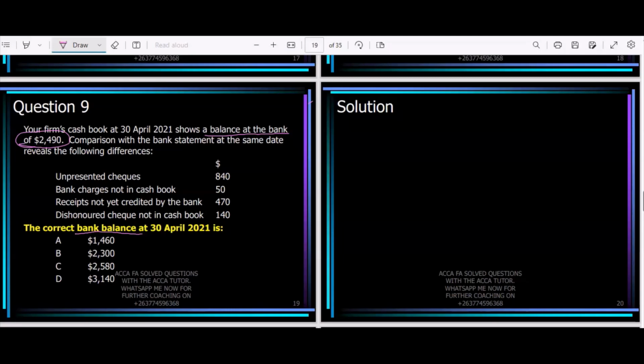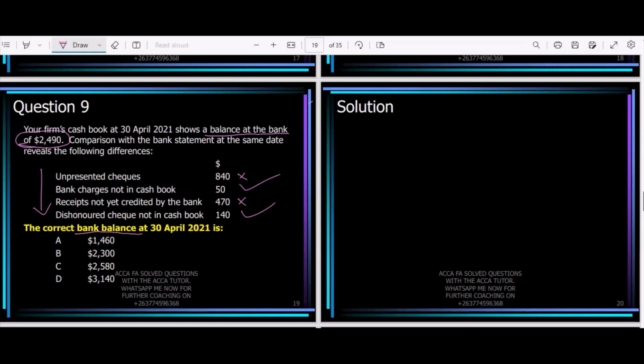All right, so if you analyze the information provided, you can see that unpresented checks cannot be used to update the cash book. This is a reconciling item. And then bank charges not in cash book, obviously this one should be used to update the cash book. Receipts not yet credited by the bank, this one is a reconciling item. And then dishonored check not in cash book, this one should be used to update the cash book. So having identified that, we can easily update our cash book.